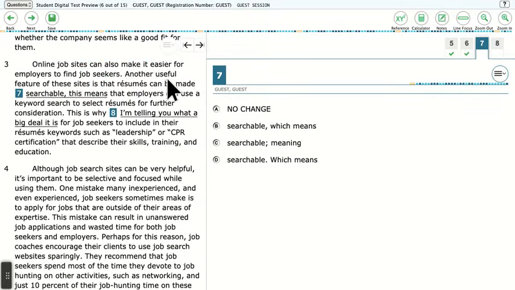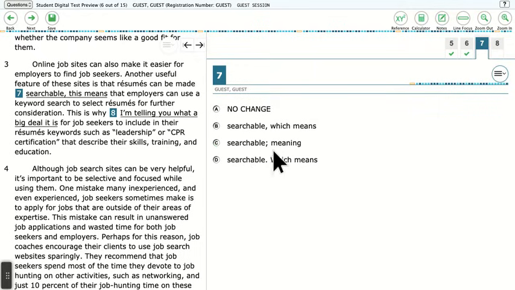So let's look at our sentence. Another useful feature of these sites is that resumes can be made searchable. This means that employers can use a keyword search to select resumes for future consideration. So what we want to look for here, so we've got no change, which means that it's right. Or we've got a couple of different options here, and we want to figure out what makes them different, okay? So we have B, searchable, comma, which means. So they changed the word "this" to the word "which," but otherwise the punctuation's the same.